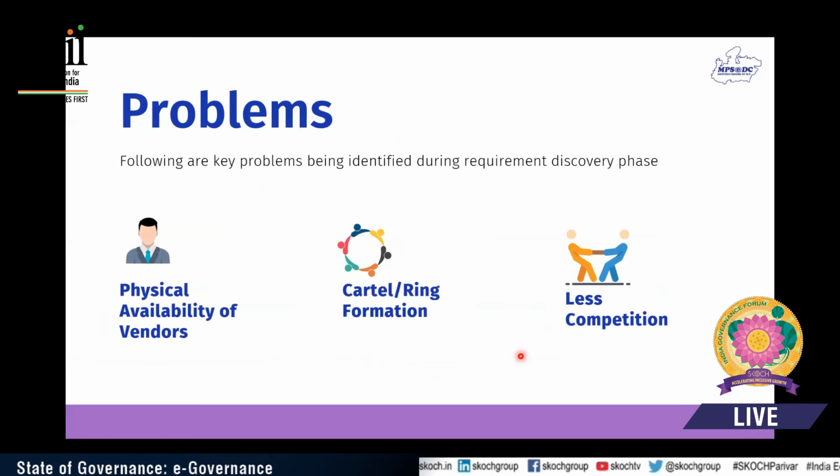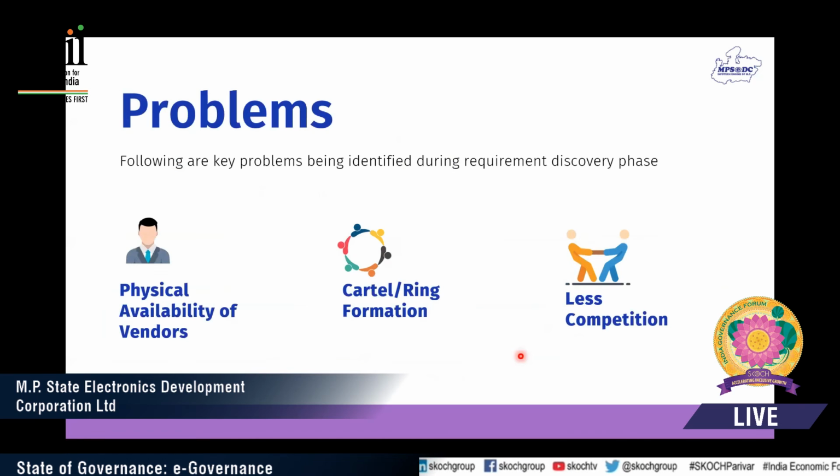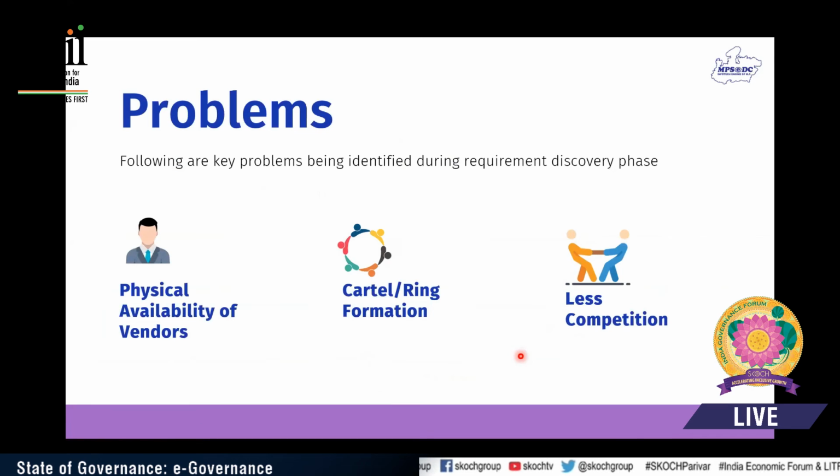Now there are three key problems which we identified during the requirement discovery phase. The first is the physical availability of the vendors. As we all know, if there is a physical auction, the vendor has to come from his own place. They have to travel all the way from their own place to the depot where the auction is being conducted. That was the major problem for the vendors.